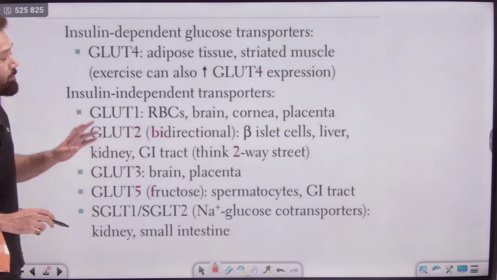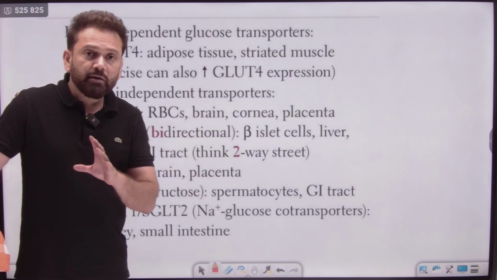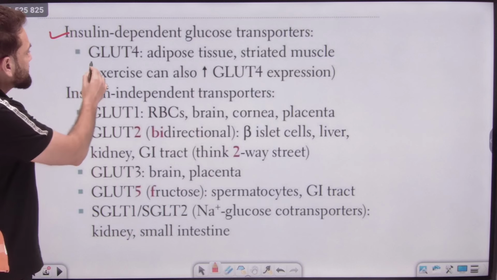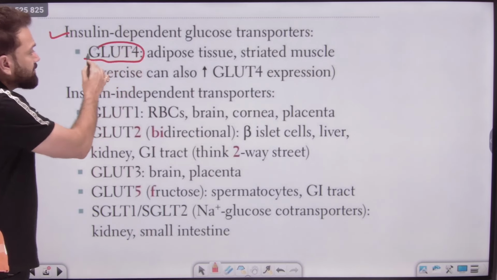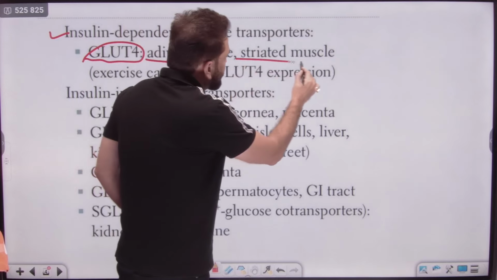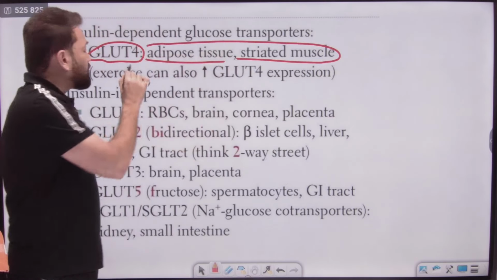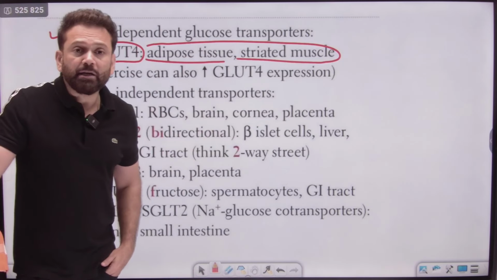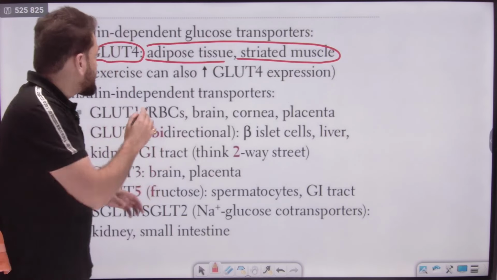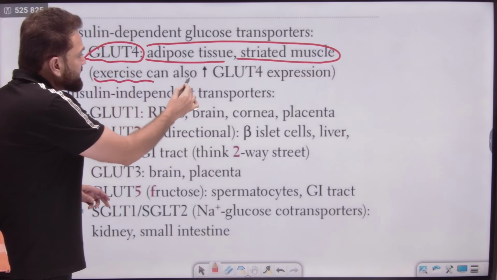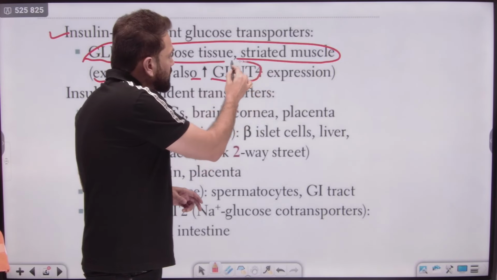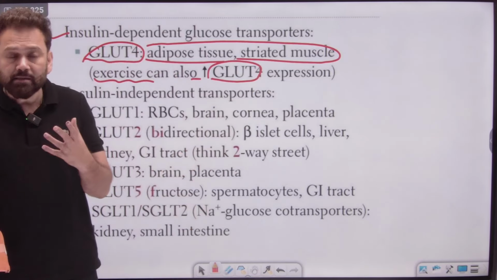What are the points which need to be remembered from this topic? Insulin dependent glucose transporter is GLUT4. Where is it present? It is present in adipose tissue and striated muscles. But one very important point: why are diabetic persons advised to do more and more exercise? Because exercise causes an increase in the expression of GLUT4. So GLUT4 expression will increase with exercise.